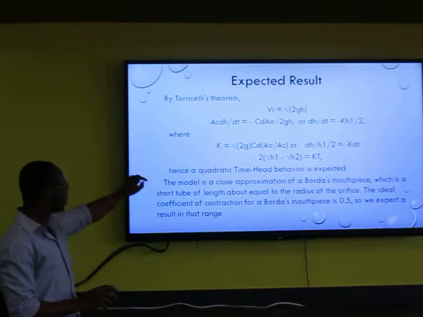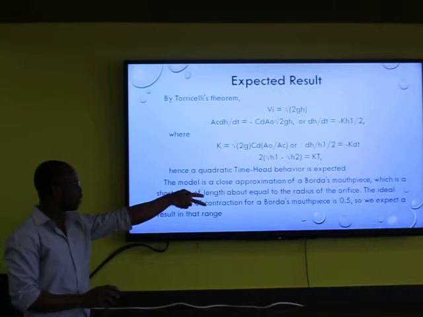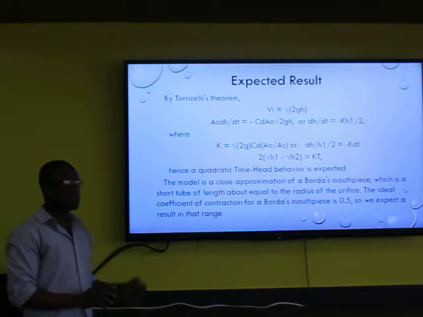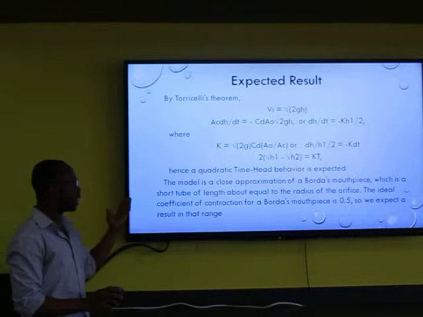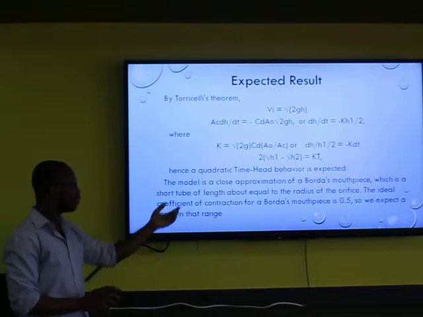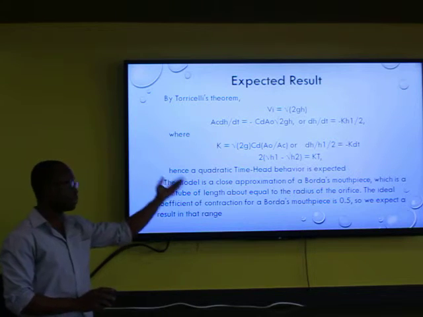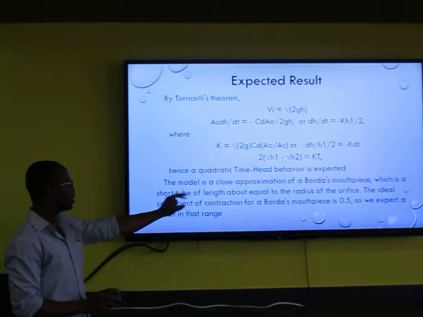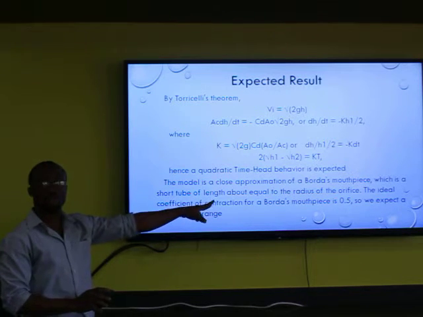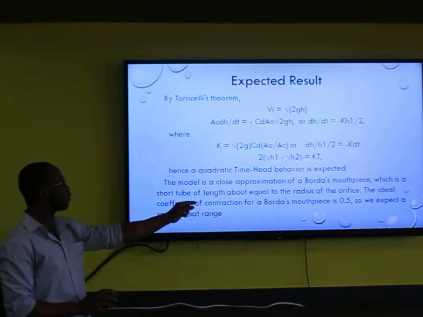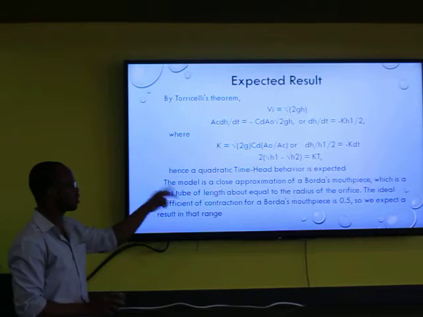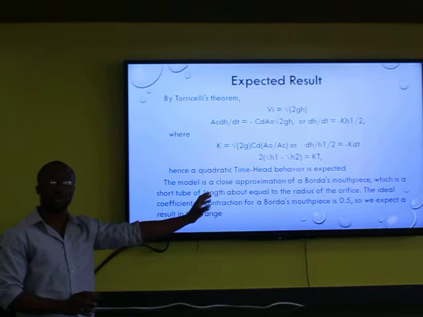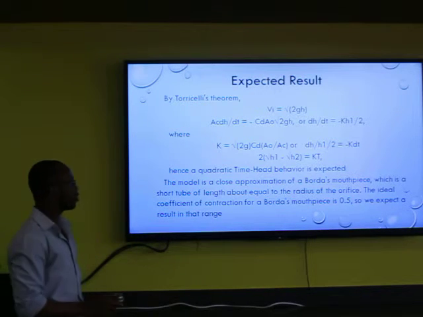Also, our model is an approximation of the Borda's mouthpiece, which is just a short mouthpiece with a length equal to the radius of the orifice. In real life, we have data readily available for the coefficient of contraction for a typical Borda mouthpiece, so the result of the experiment is expected to be in that range too. If we have any results that deviate a lot from 0.5 for the coefficient of contraction, that means something is wrong with our setup, so we try as much as possible to compensate for whatever is responsible for that.